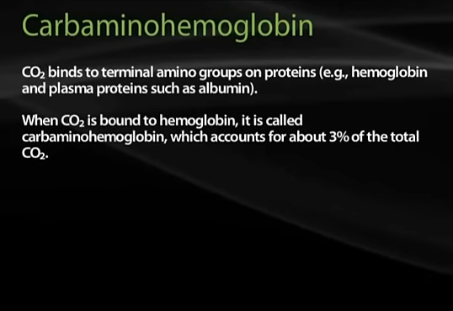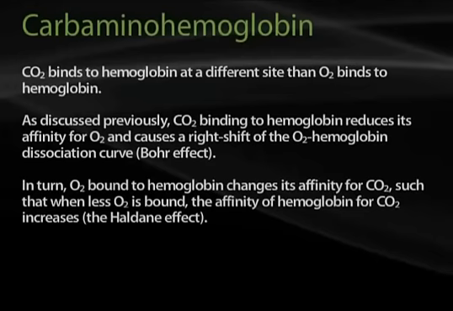Carbaminohemoglobin. CO2 binds to the terminal amino acids on proteins, for example hemoglobin, and other plasma proteins such as albumin. When CO2 is bound to hemoglobin, it's called carbaminohemoglobin, and it accounts for about 3% of the total CO2. CO2 binding to hemoglobin occurs at a different site than oxygen binds to hemoglobin. As we talked about previously, carbon dioxide binding to hemoglobin reduces the affinity for oxygen, causes a right shift of the oxygen-hemoglobin dissociation curve. This is the Bohr effect. If we have tissue that's exercising, producing more CO2, it right shifts the oxygen-hemoglobin dissociation curve.